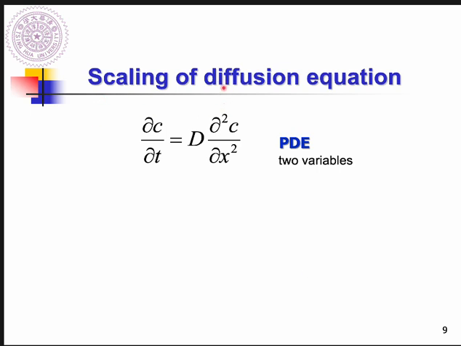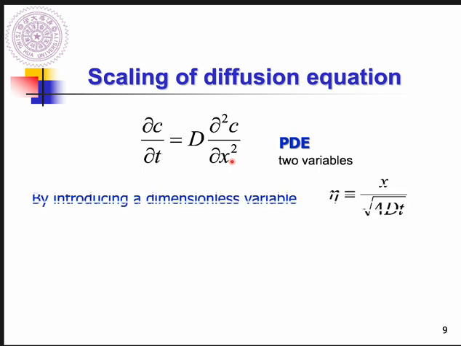So this is the diffusion equation. Then we need to show you how to do the scaling of the diffusion equation. We have assumed that D equals a constant, so you will get this diffusion equation: the concentration change rate equals the diffusivity times the second partial with respect to x. So you can see two variables, x and t.